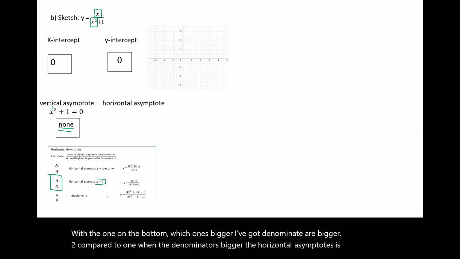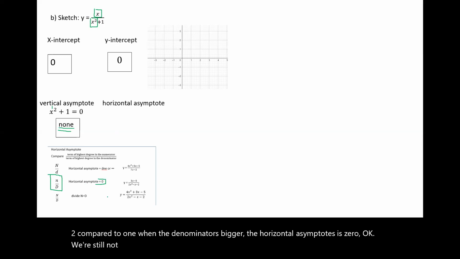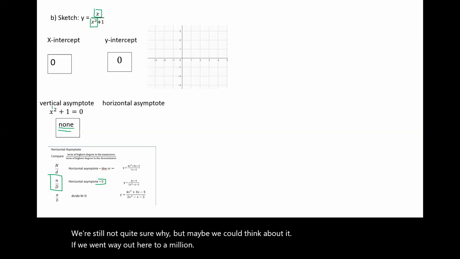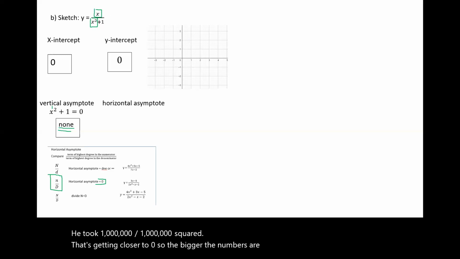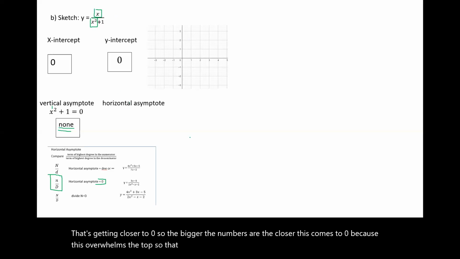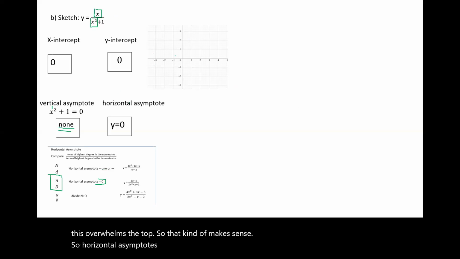Okay. We're still not quite sure why, but maybe we could think about it. If we went way out here to 1,000,000, you took 1,000,000 divided by 1,000,000 squared. Okay, that's getting closer to 0. So the bigger the numbers are, the closer this comes to 0 because this overwhelms the top. So that kind of makes sense. So horizontal asymptote 0. What would our graph look like?